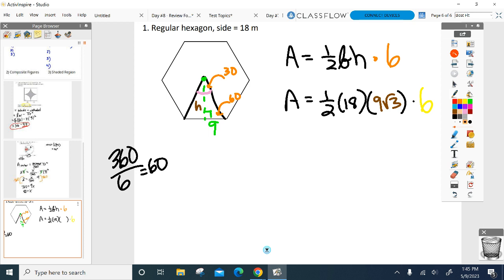And yes, it says nearest 10th, so you can plug it all in. But what about tomorrow if it says leave your answer in simplest radical form? What's going to be in my answer? Radical 3. And then with the radical 3 will be 1/2 times 18 times 9 times 6, that value. Which I believe, I'm going to try this. 81 and let's see, that's going to give me 81 and 6. 486. Gets calculator, human calculator.